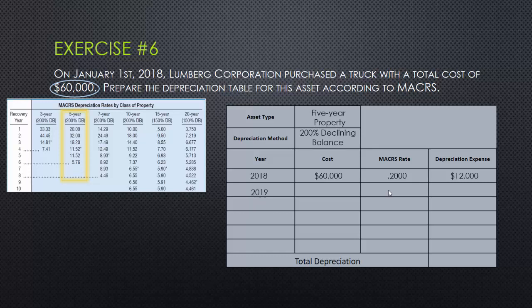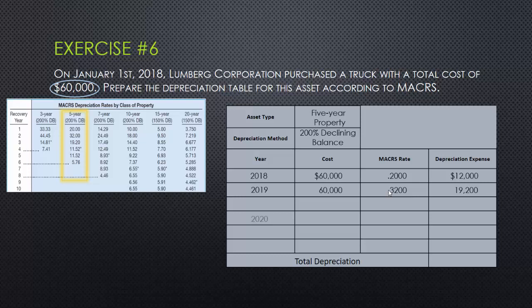In year 2, 2019, well, our cost hasn't changed. It's still $60,000. And our MACRS depreciation rate table tells us that for 5-year property in year 2, we have to depreciate it by 32% of its cost. So we're going to multiply that by 0.3200. And in year 2, we're going to depreciate by $19,200.